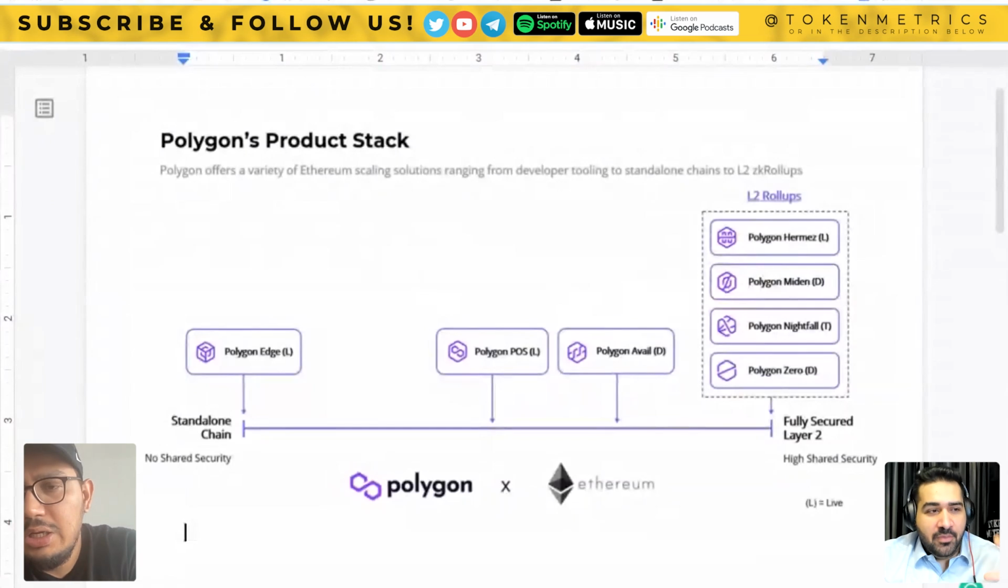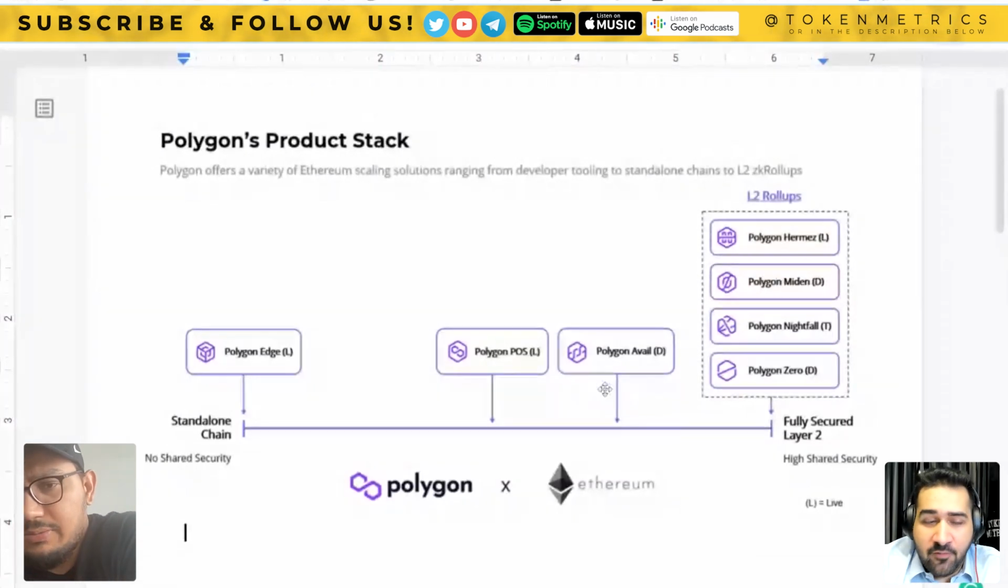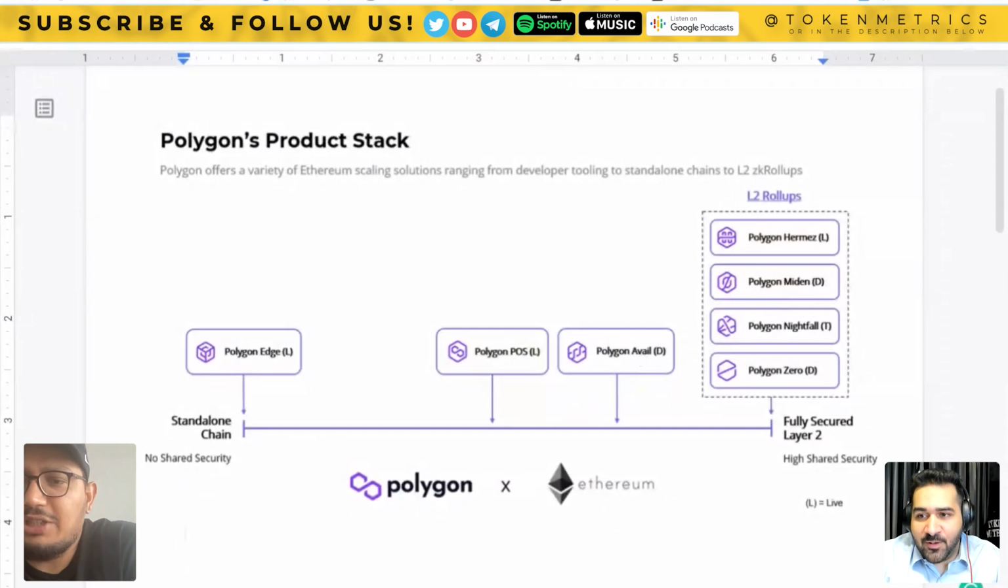How would you differentiate yourself from them? And with regards to Polygon Avail, how would you say you're different from Celestia? I was just finishing up with that only.